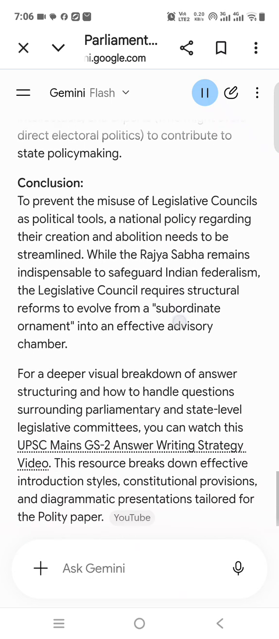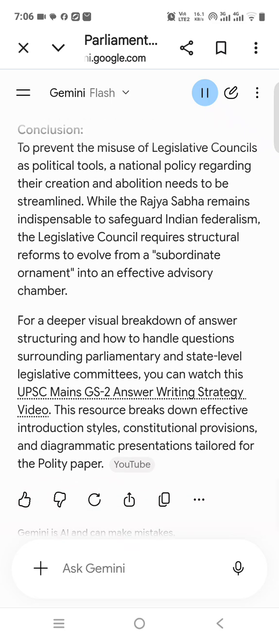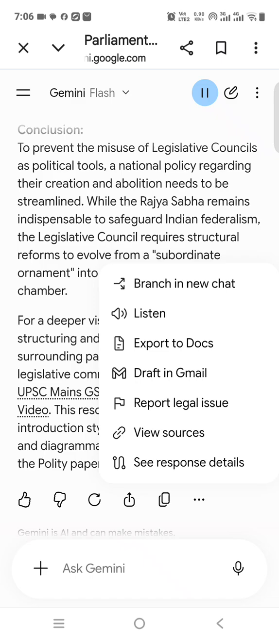For a deeper visual breakdown of answer structuring and how to handle questions surrounding parliamentary and state-level legislative committees, you can watch this UPSC Mains GS2 answer writing strategy video. This resource breaks down effective introduction styles, constitutional provisions, and diagrammatic presentations tailored for the polity paper.